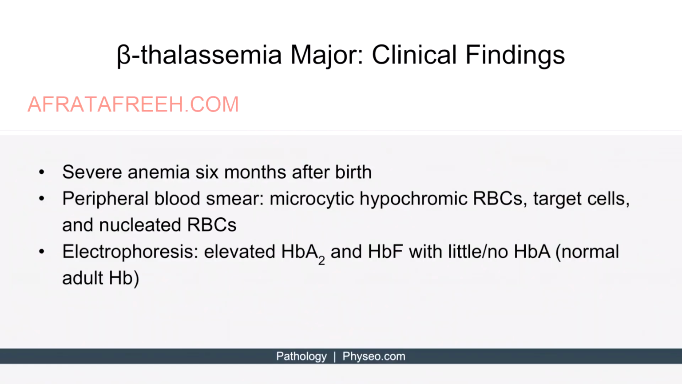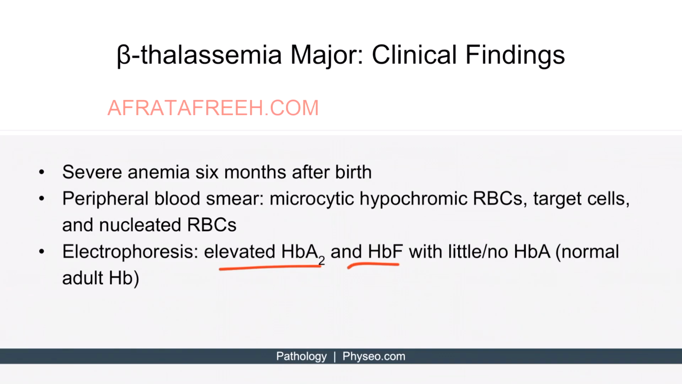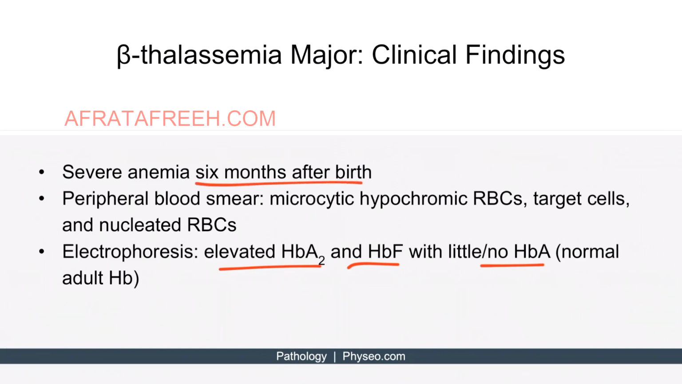Remember, electrophoresis for beta thalassemia major shows elevated hemoglobin A2 and hemoglobin F with little or no hemoglobin A. Also, recall from the question that the boy didn't present with symptoms until after 6 months, which is consistent with beta thalassemia major.